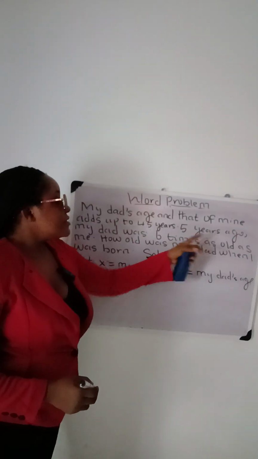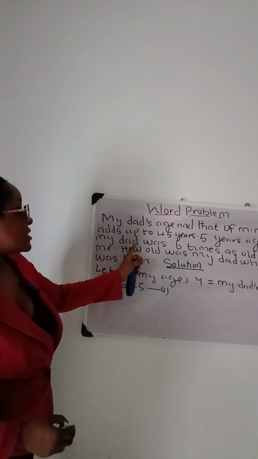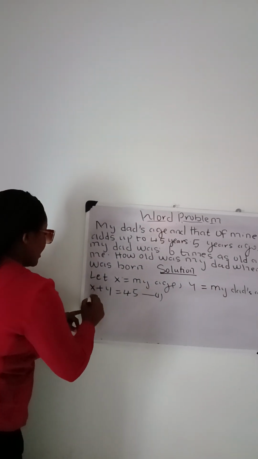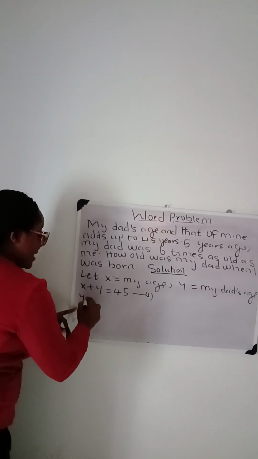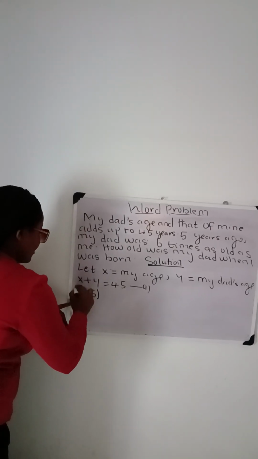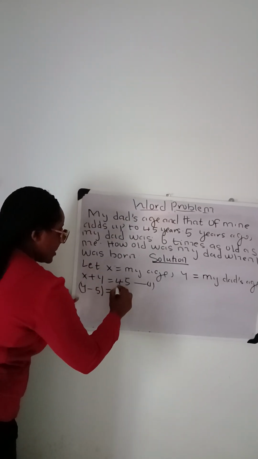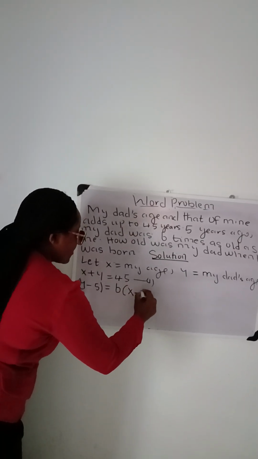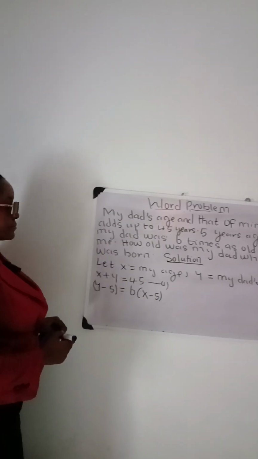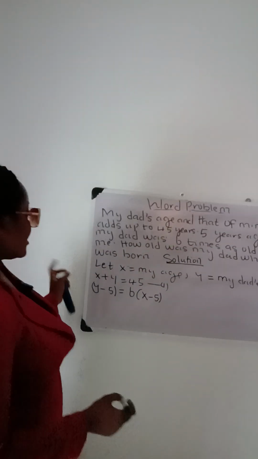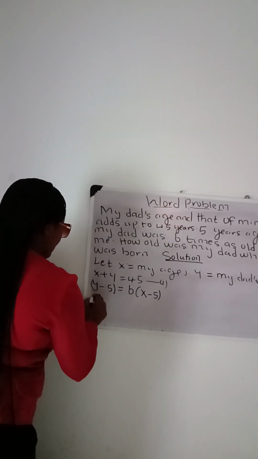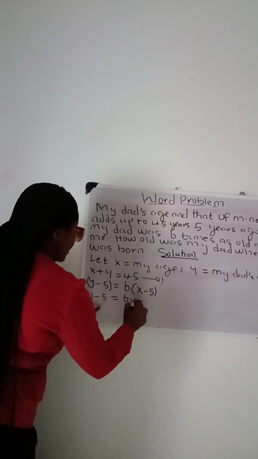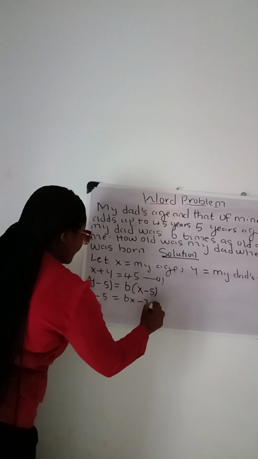Now, 5 years ago, my dad was 6 times as old as me. What it means is that 5 years ago, my dad's age was y minus 5, or in brackets, my dad was what, 6 times as old as me. 5 years ago, I was also x minus 5 years. Okay? So that is it. So let's simplify this. So this gives us y minus 5 equal to 6x minus 30.